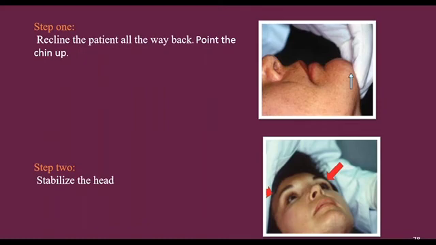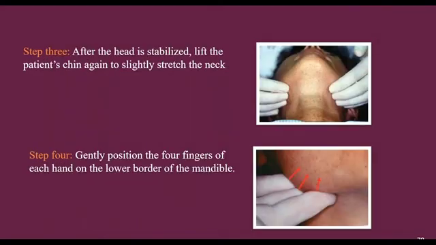Step 2, stabilize the head. Step 3, after the head is stabilized, lift the patient's chin to slightly stretch the neck. Step 4, gently position the 4 fingers of each hand on the lower border of the mandible. The little finger should be slightly behind the angle of the mandible. This is the path of your fingers. Keep all the fingers tightly together during the procedure.